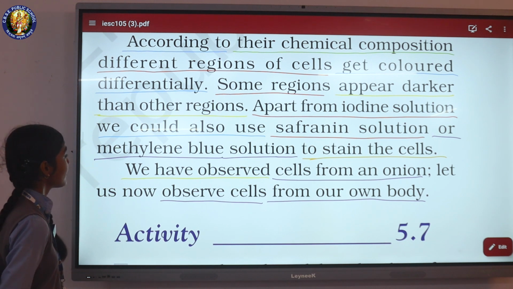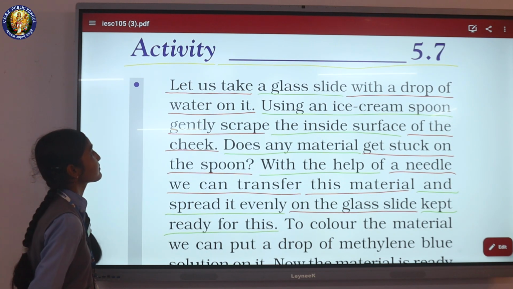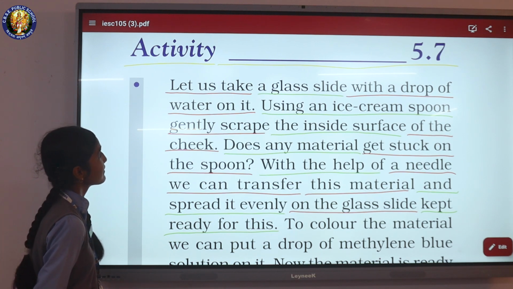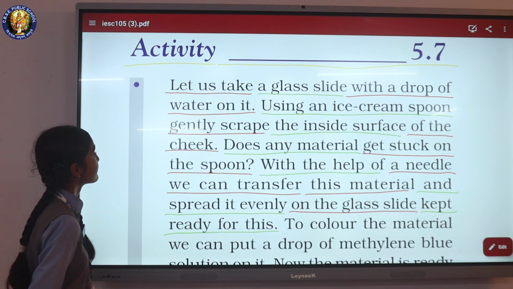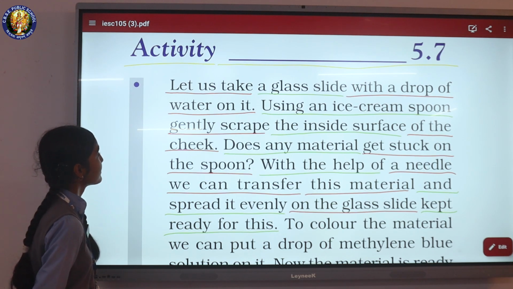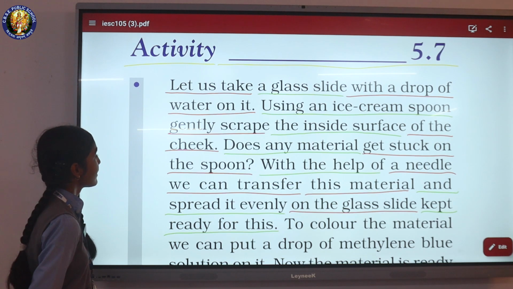We have observed cells from an onion. Let us now observe cells from our own body. Activity 5.7. Let us take a glass slide with a drop of water on it. Using an ice cream spoon, gently scrape the inside surface of the cheek. Does any material get stuck on the spoon?